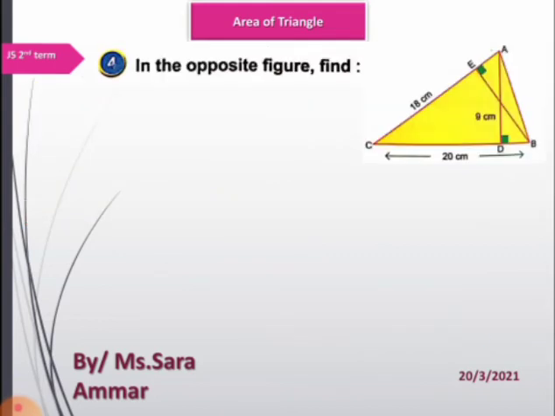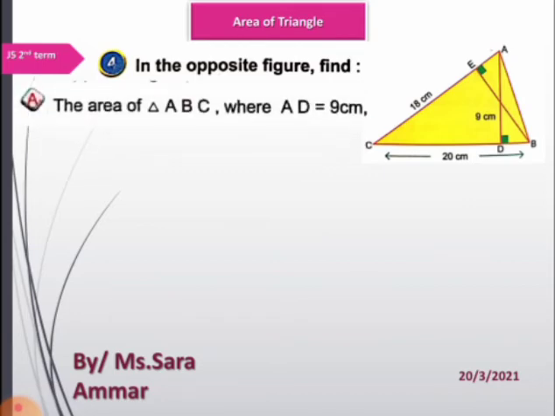In the opposite figure, we need to find the area of the big triangle ABC, where AD is 9 centimeters and obviously AD is a height. He gave you that AC is 18 centimeters and that's a base. We can call it base 1, and BC is 20 centimeters and we can call it base 2. To find the area of a triangle we need a base and its corresponding height.